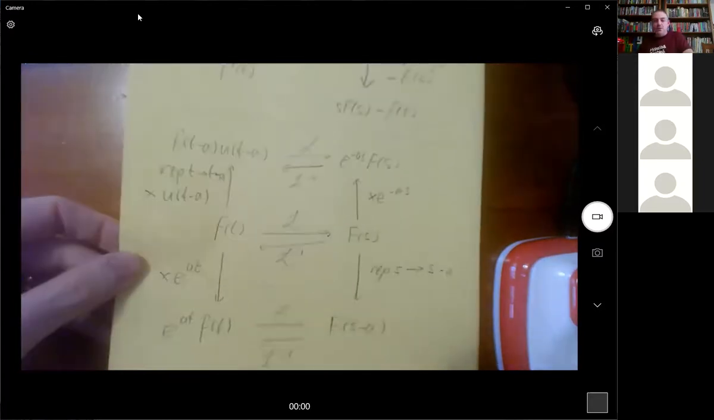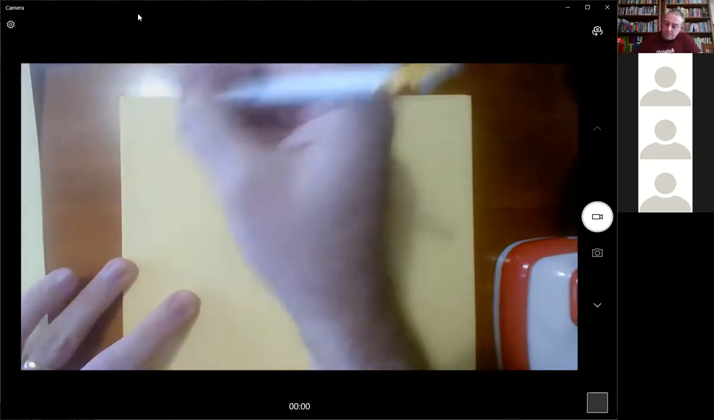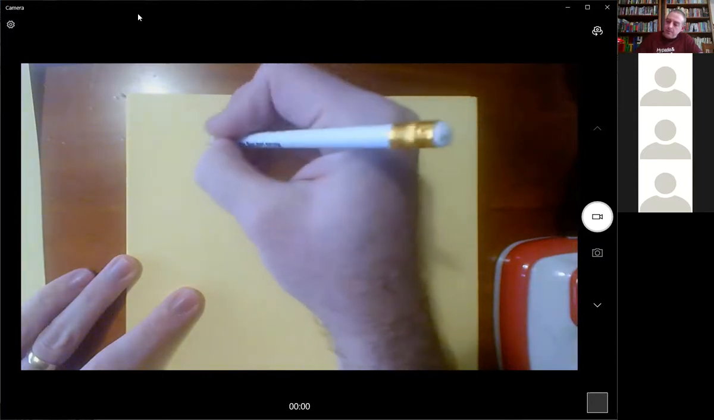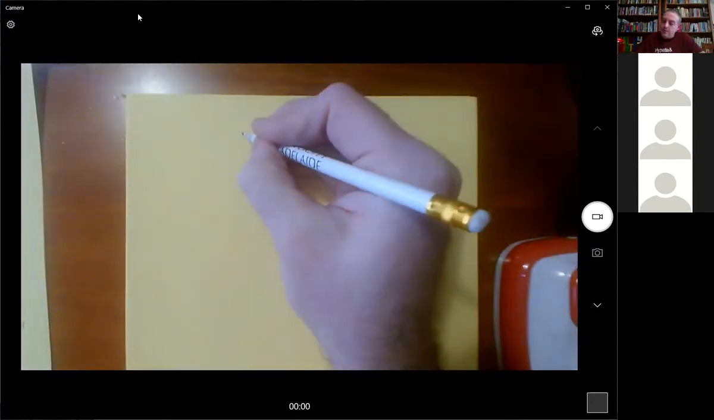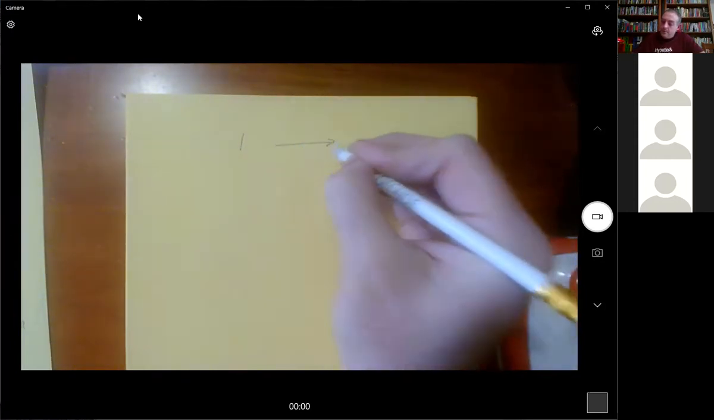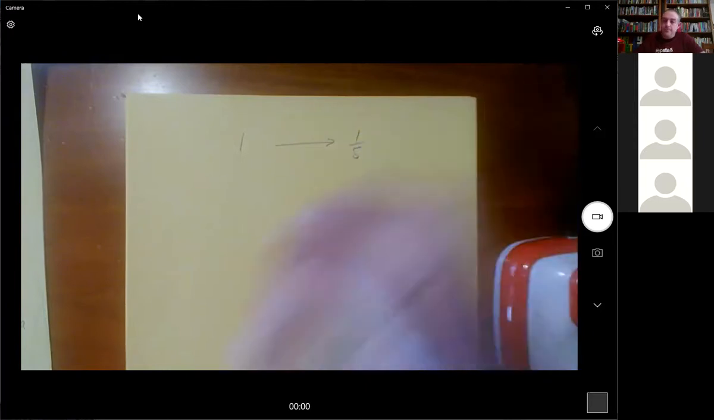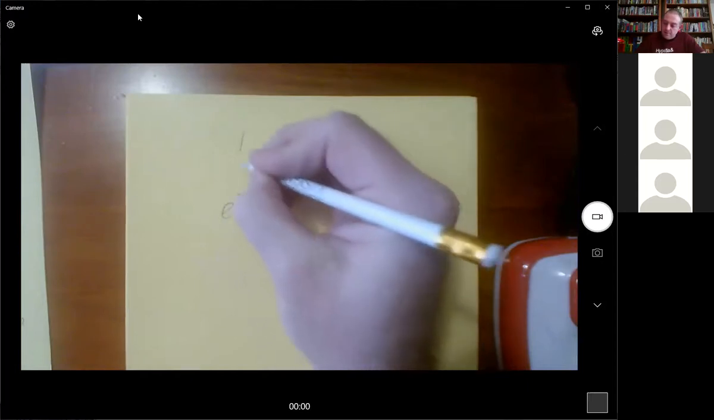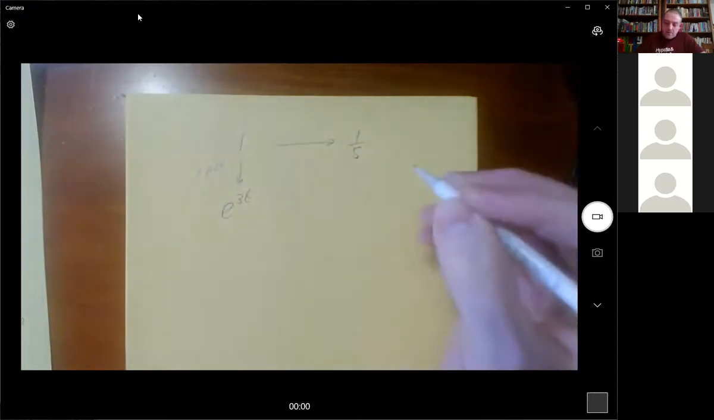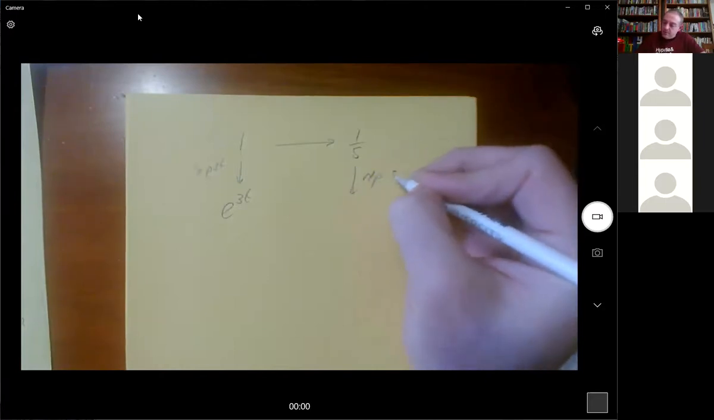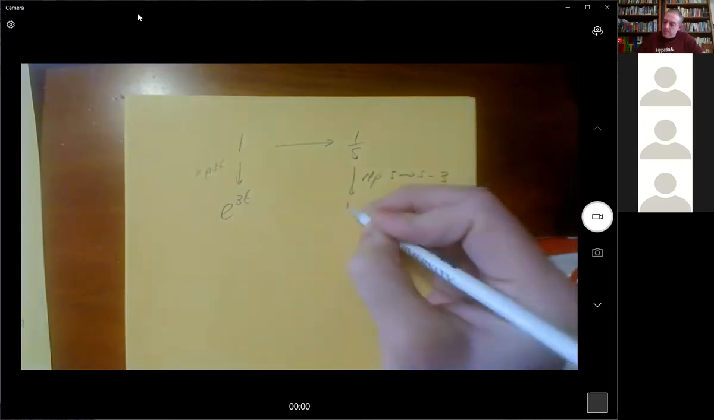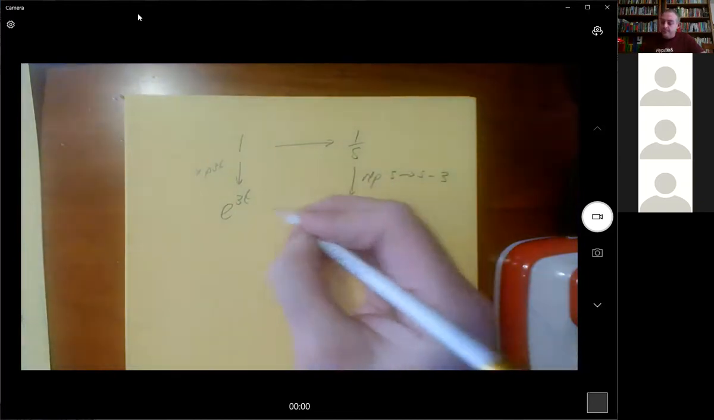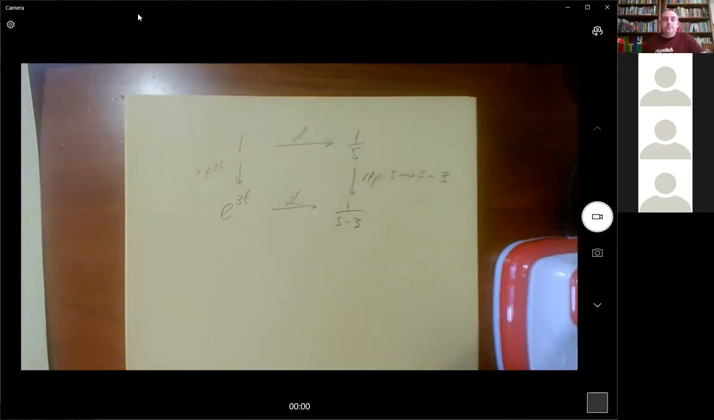But first, let me do one example of using this. So I know that the function 1 becomes 1 over s. And so if I multiply this by e to the 3t, then that's the same as replacing s with s minus 3. And so this will be 1 over s minus 3. That's how that theorem works.